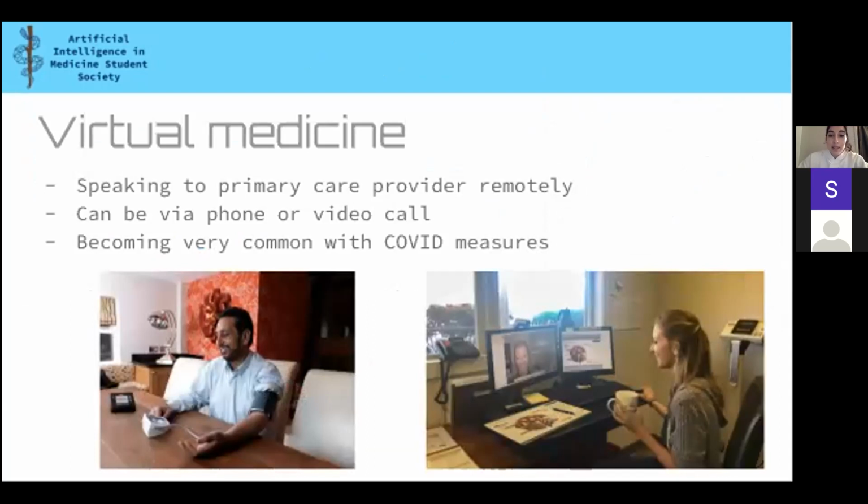So virtual medicine has recently exploded with the recent social distancing requirements, and it's becoming a really big part of primary care. And virtual medicine is basically anything that doesn't require in-person, face-to-face contact. So that could be over the phone or through video chat.